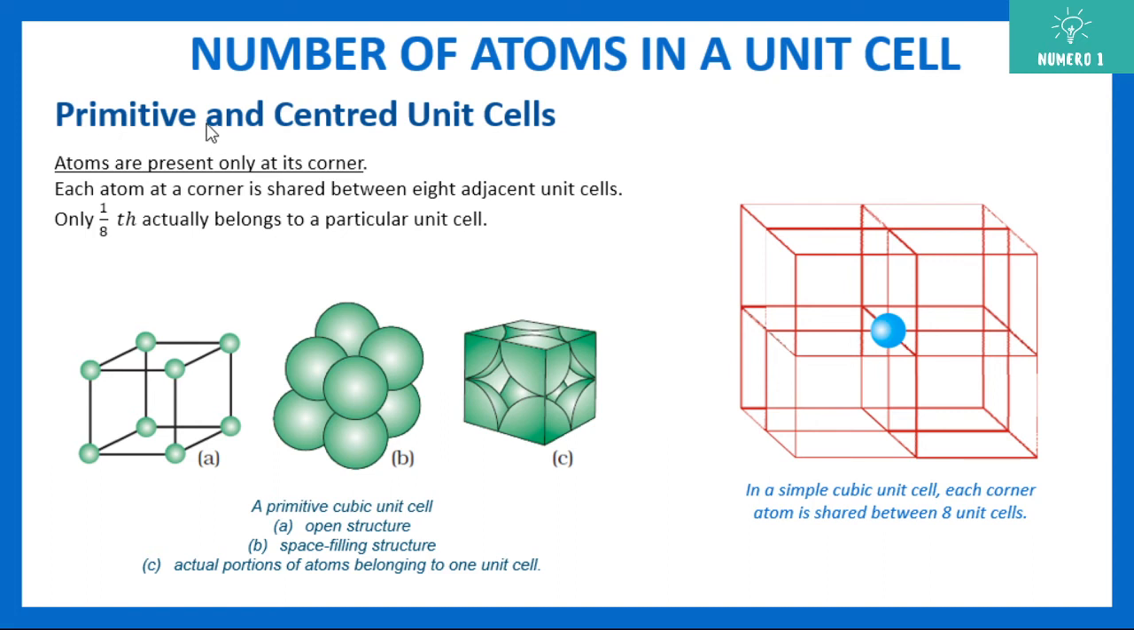Now if you consider the primitive unit cell, that is this one, each atom present at the corner is actually divided among 8 unit cells, that is this one here, 1 2 3 4, and the same 4 at the bottom, because this one is present in the corner. Like this atom here, which is represented also here, is 1/8 of it. So each atom at the corner is shared between 8 adjacent unit cells, and only 1/8 belongs to a particular unit cell. So you see there are 8 corners, and each corner contains 1/8 of the actual atom.